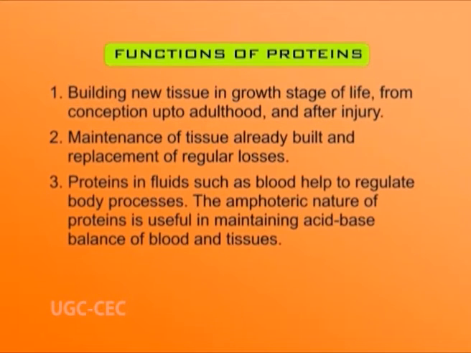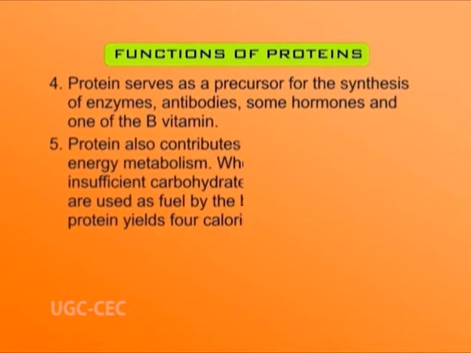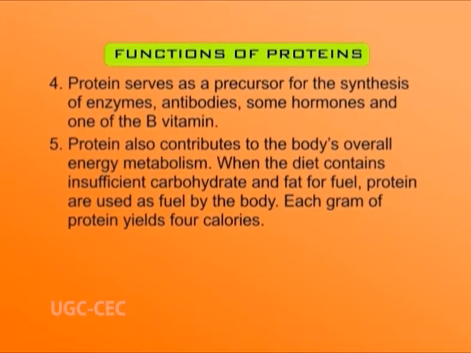Number 3, proteins in fluids such as blood help to regulate body processes. The amphoteric nature of protein is used in maintaining acid-base balance of blood and tissues. Number 4, proteins serve as a precursor for the synthesis of enzymes, antibodies, some hormones, and one of the B vitamins. Number 5, protein also contributes to the body's overall energy metabolism.